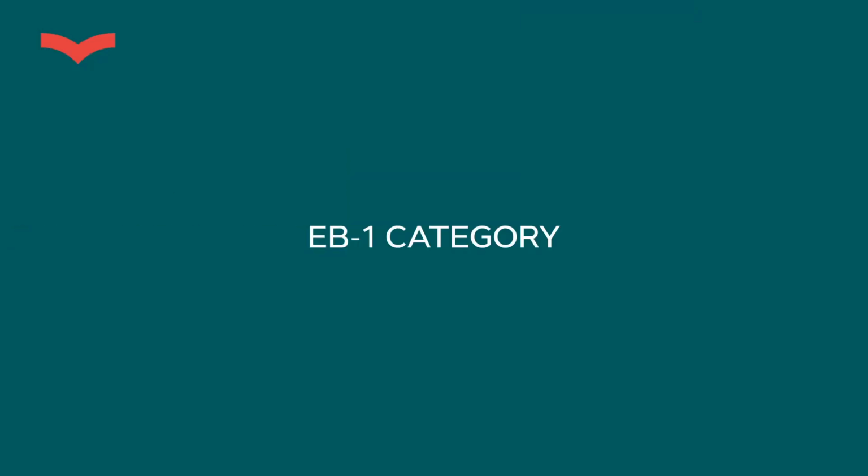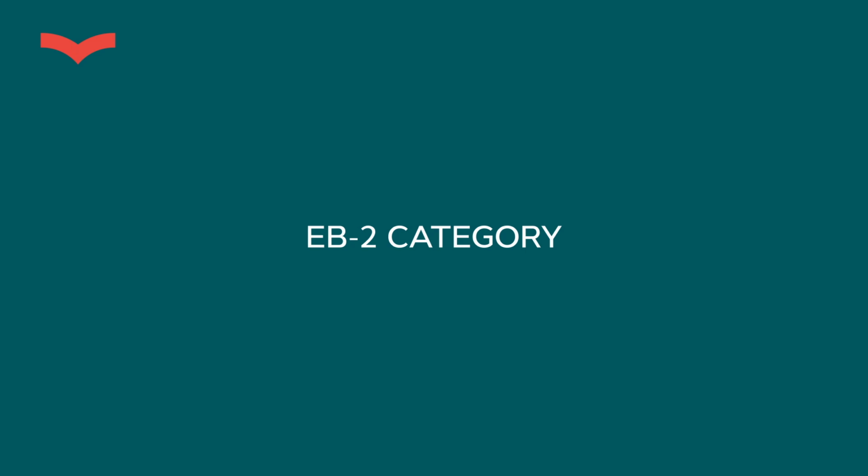Let's start with EB-1. EB-1 is the category for outstanding people, for talented people. That's EB-1A. There is EB-1C. That category is for international managers and executives. You can watch this video if you want to learn about EB-1A, or you can watch this video if you want to learn more about EB-1C. There is another category, EB-1B, that's for professors and researchers.